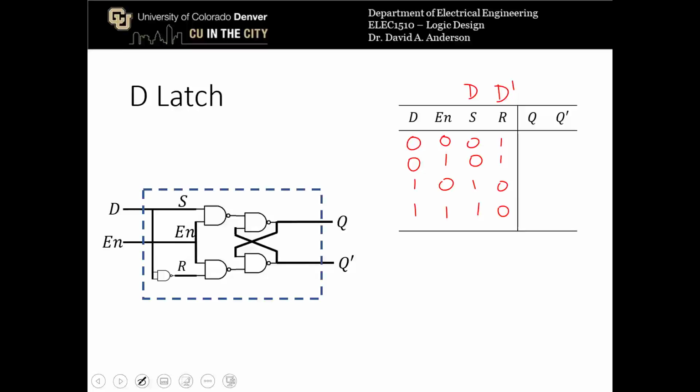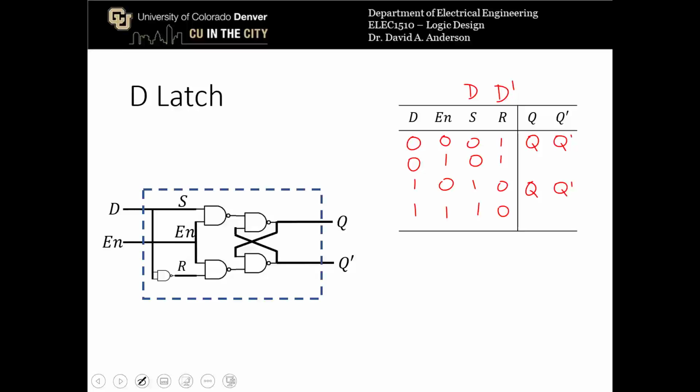When enable is a 0, we know from the behavior of the SR latch with enable that Q and Q prime don't change. So it doesn't matter what the S and R are set to by D, Q and Q prime still don't change. So that holds true for 2 rows in this truth table.